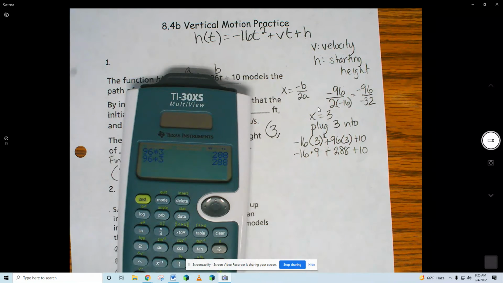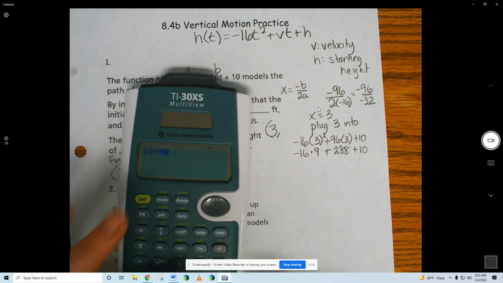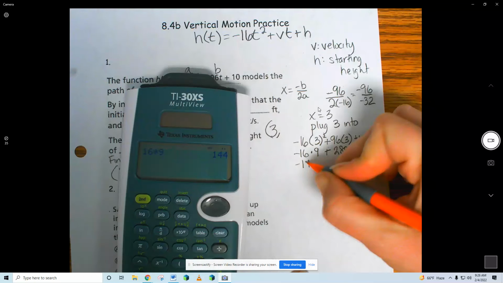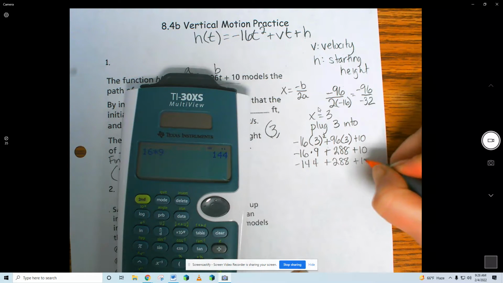You guys, I do not want you to try to do a negative sign in your calculator. When you're doing negative 16 times 9, I want you to know that a negative times a positive gives you a negative. So just do 16 times 9 in your calculator. Negative 144 plus 288 plus 10.